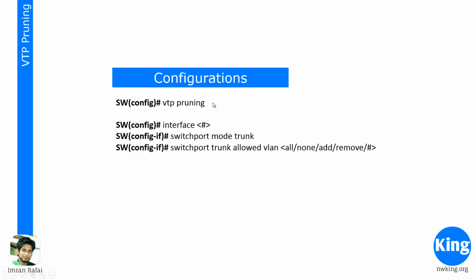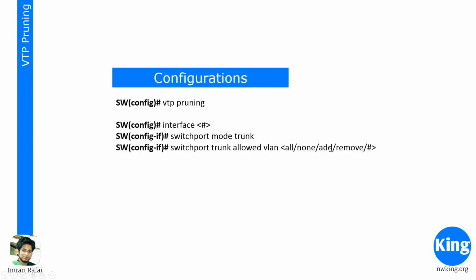But if you want to manually allow VLANs, you can go into switchport mode trunk, so whichever is your trunk interface, right? You can go into that interface and then say switchport trunk allowed VLAN. So you can say allowed VLAN, you can use the keyword all. When you say all, that means every VLAN is allowed. When you say none, that means no VLAN traffic is allowed.